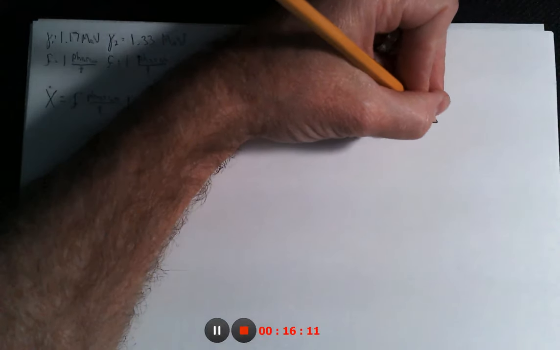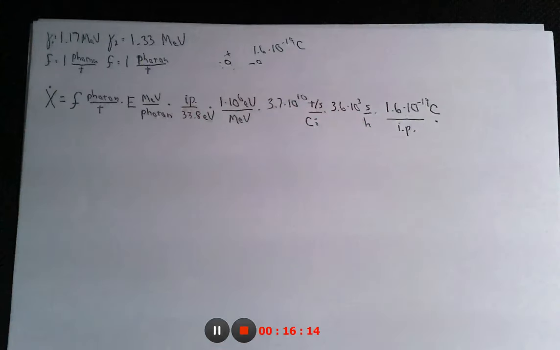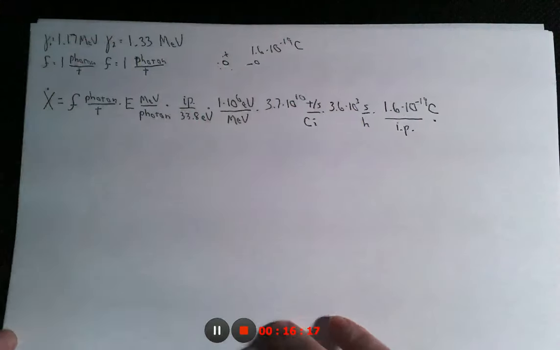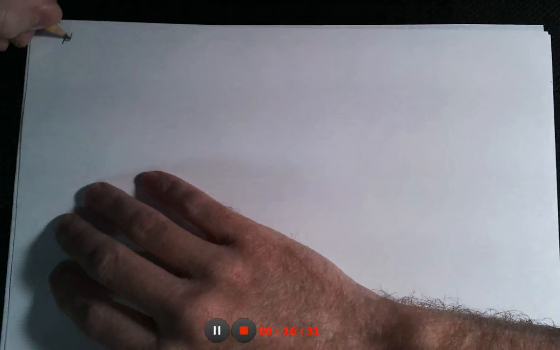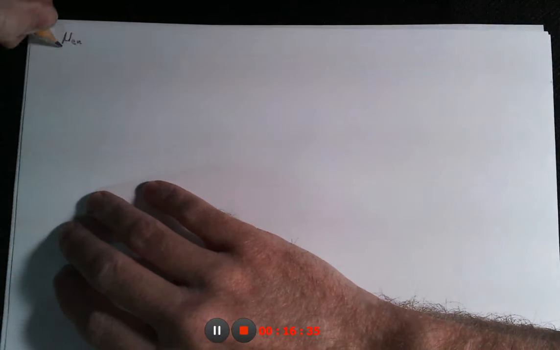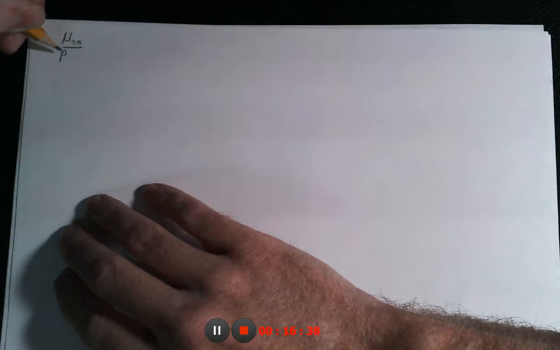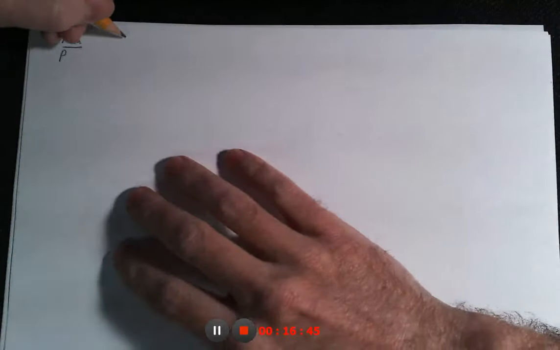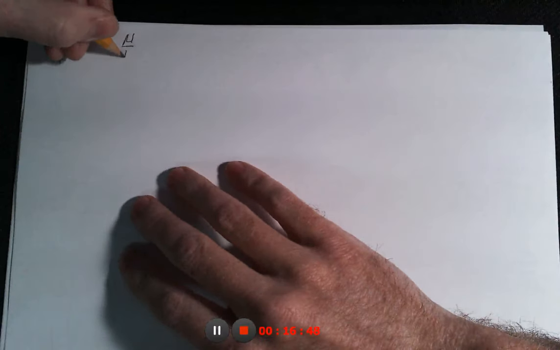Another thing that we have to introduce now is what's called the mass attenuation coefficient. And I'm going to actually use a new sheet to go over this. I'll bring it back to there in a minute. But the mass attenuation coefficient, or I'm sorry, the mass absorption coefficient, is usually written as mu subscript en over rho. We use this subscript en to distinguish the mass absorption coefficient from another one that's used called the mass attenuation coefficient. This one here is typically used in shielding. This one here is typically used in dose calculations.